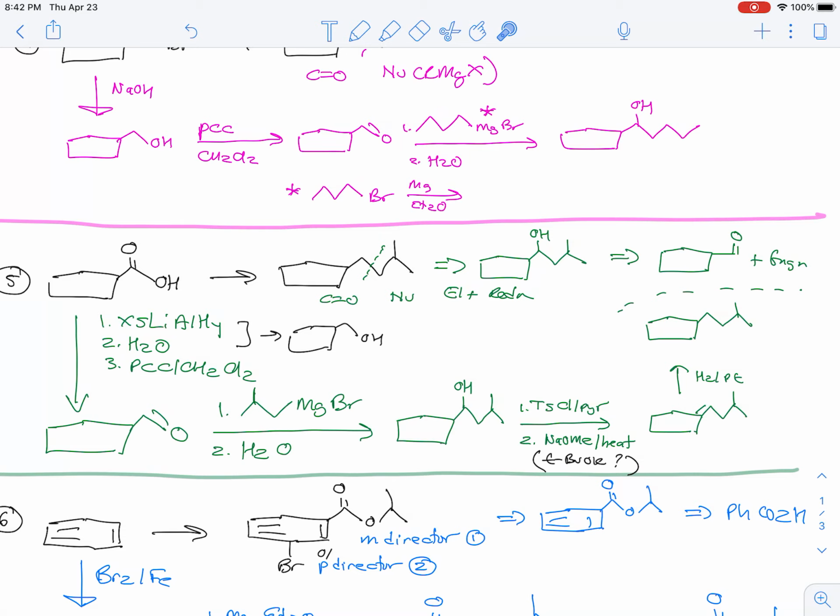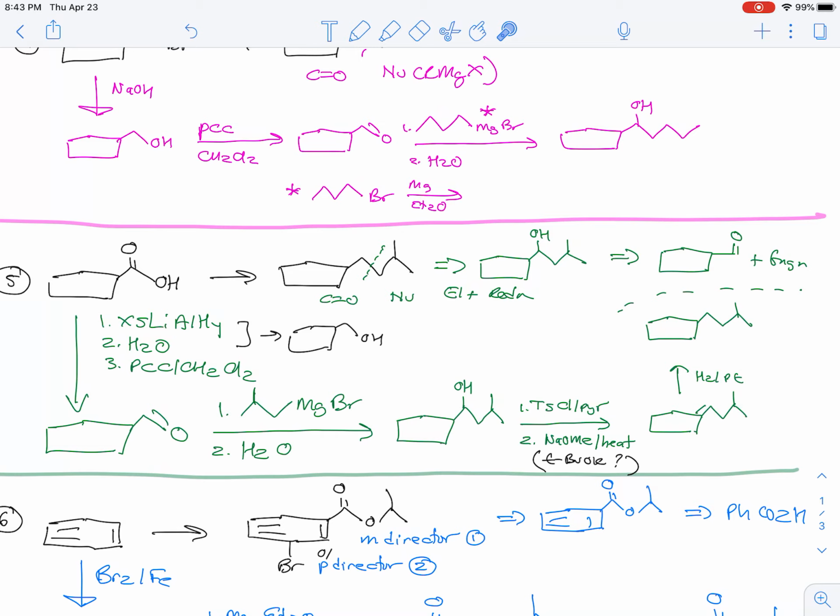Or you could follow the advice of the UCI professor and reduce it all the way to the primary alcohol with lithium aluminum hydride, followed by water, and then oxidize it back up with PCC to the aldehyde. I think it's the same number of steps either way. Now we can take this and react it with our Grignard, which will give us this alcohol. And now all we have to do is the thing that we normally don't want to do, which is to get rid of all the functional groups.